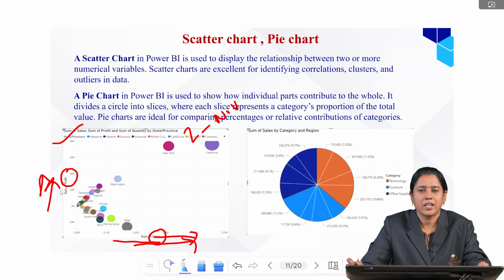Generally this relation is described by different terms. If one is increasing and the other is also increasing, then we say it is a positive relation. If one is increasing and the other is decreasing, then we call it a negative relation. If one is increasing and the second one is not changing, then we say there is no relation between the two variables. This type of analysis is useful because if one is increasing and another is increasing, that trend is used for data analysis and business purposes.